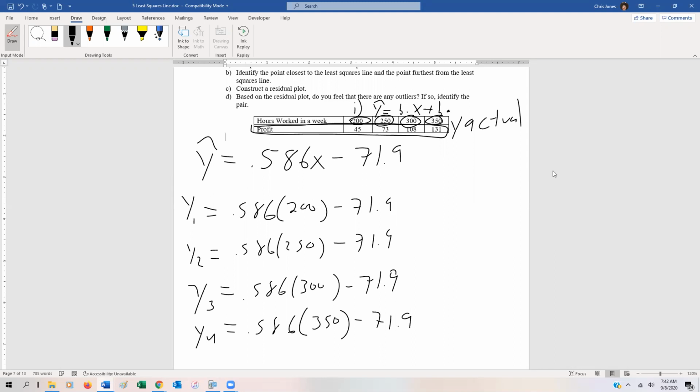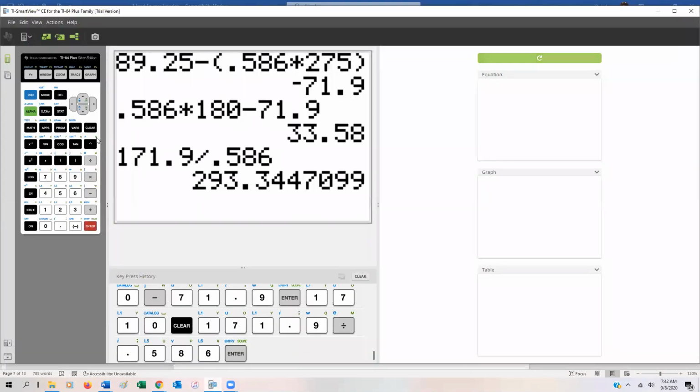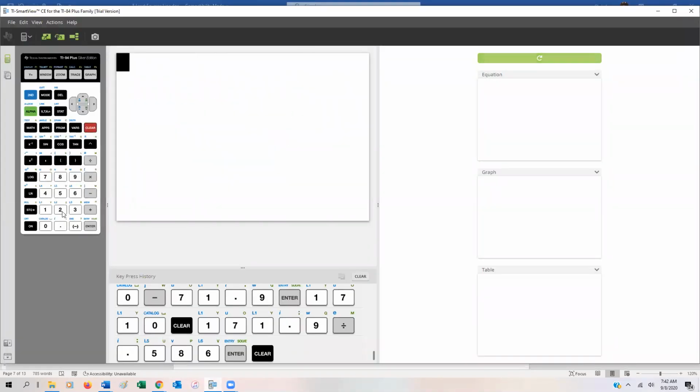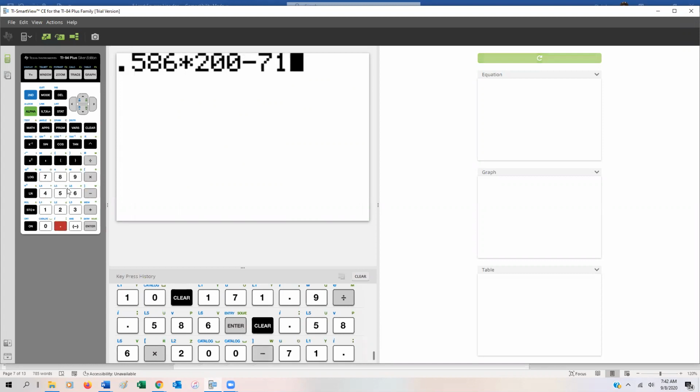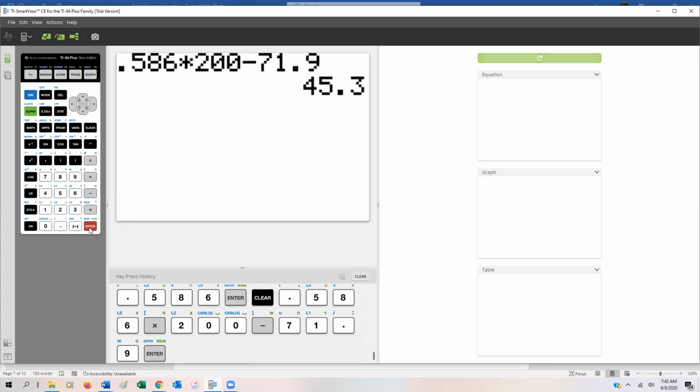Now we're just going to go in our calculator, and I'm going to show you an easy way to compute these so that you don't have to type this in every single time without using Excel. What we're going to do is type in the first one, which is 0.586 times 200 minus 71.9, and we're going to execute. We'll get 41.5.